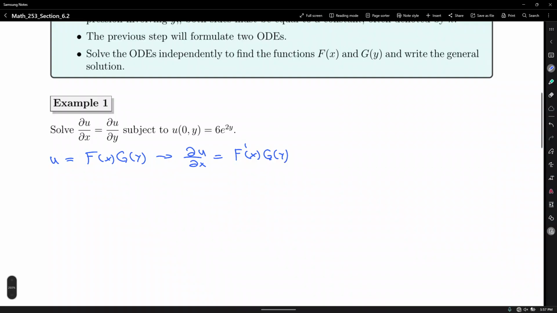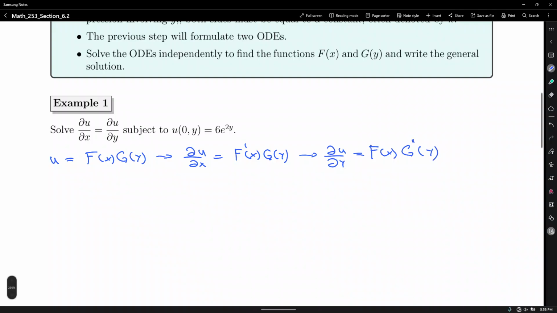So f prime, and also the partial of u with respect to y. In a similar way, since we're differentiating with respect to y, big F of x remains the same, so g of y becomes g prime of y. Are you guys following me up to this point? All right, so let's substitute this into the PDE.